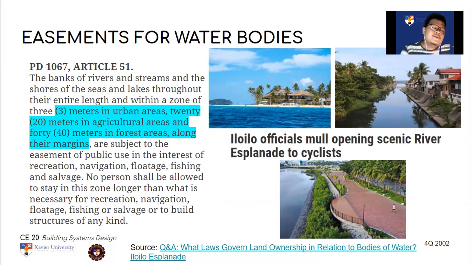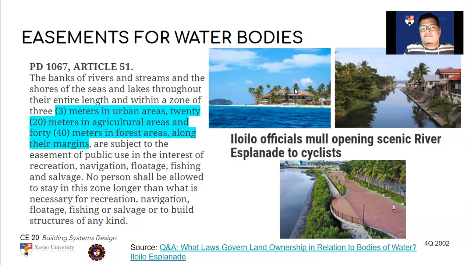The rain, the flowing rivers, the oceans, the groundwater, and even your sweat is owned by the Republic of the Philippines. So the banks and streams and the shores of the seas and lakes throughout the entire length and within the zone of 3 meters in urban areas, 20 meters in agricultural areas, and 40 meters in forest areas along these margins are actually part of easement for public use. So we can use it for esplanade development. Just what Iloilo is doing and what Cagayan de Oro is following in the trend. We can use it for recreation, navigation, flotage, fishing, and salvage. The law is clear. It cannot be used for buildings or construction.